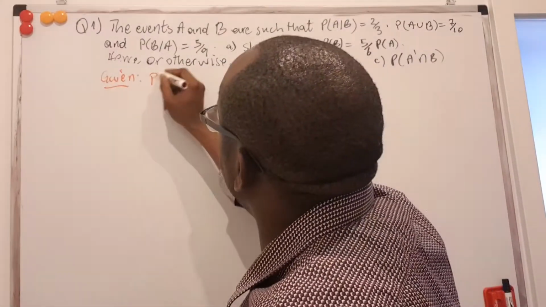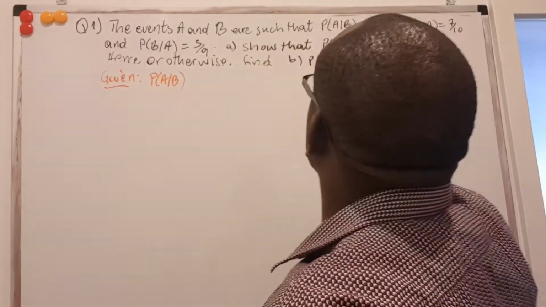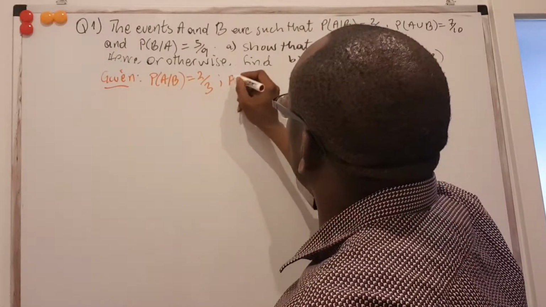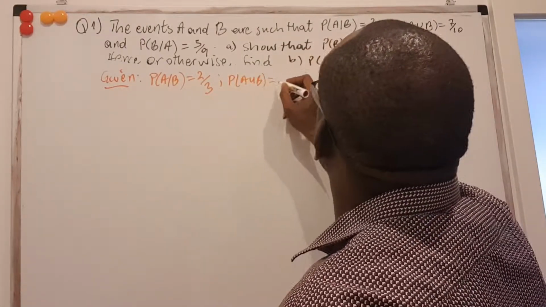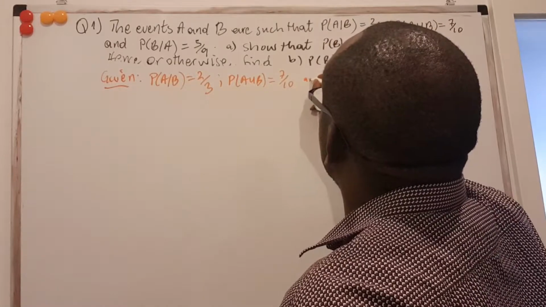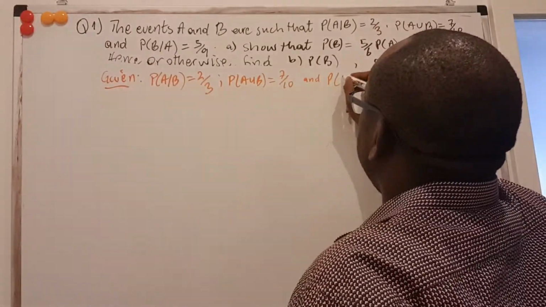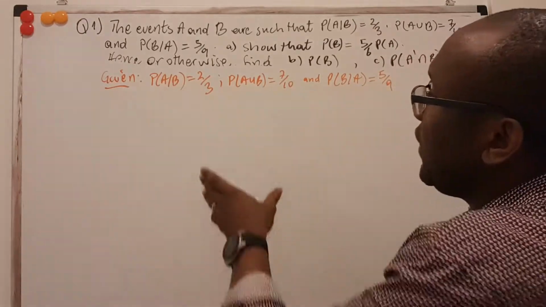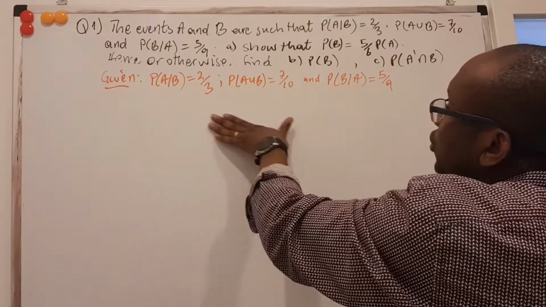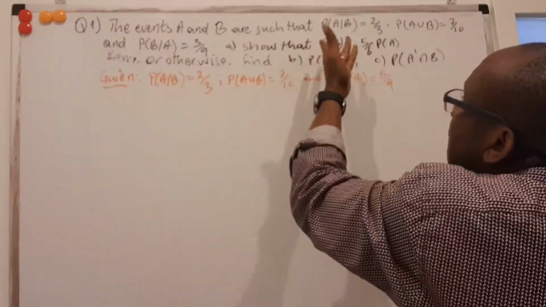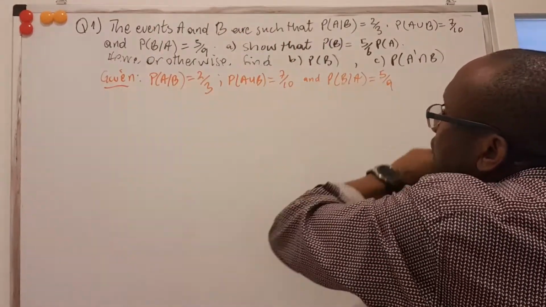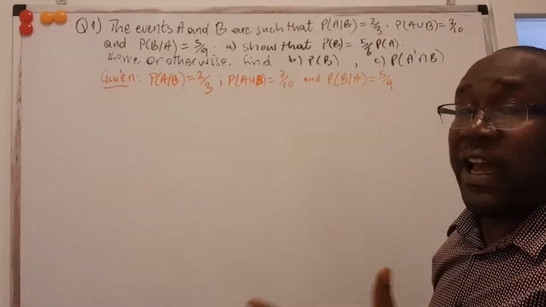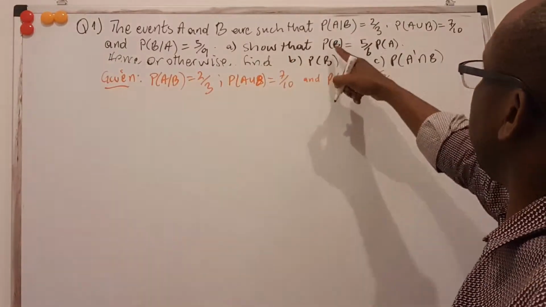We have P of A given B, that is 2/3. We have P of A union B, and that is 7/10. And we have P of B given A, and that is 5/9. See that what we are given here is a bit unusual. In most other questions, you'll be given something like P of A, P of B. Here, that is not the case. So it means we will also have to take that into account when deciding which formula to use. The first question is, show that this holds.